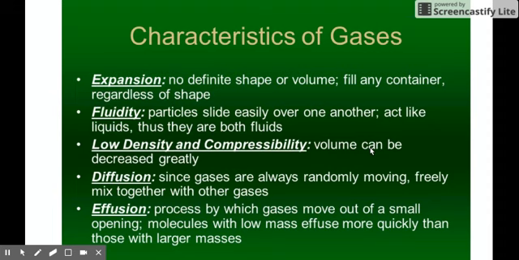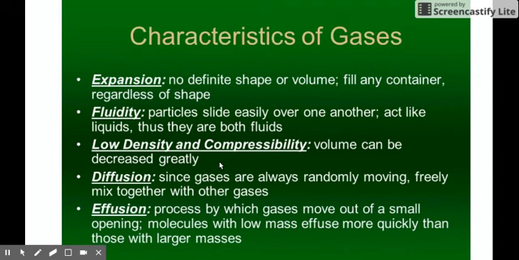We all know the different characteristics of gases. In the discussion, you can remember that gases are free to expand, and they expand infinitely, and they have fluidity. Particles slide over one another, acting like liquids. Thus, liquids and gases are both considered fluids. They also have low density and compressibility.